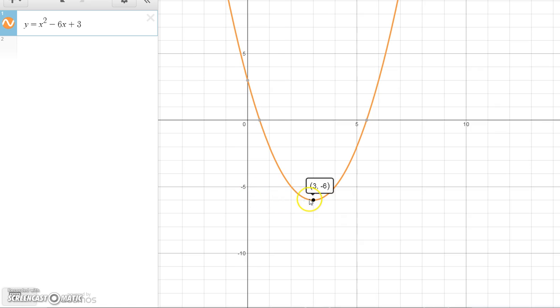So here's the graph of that parabola. Notice that the lowest y value is negative 6. And then, of course, if you go up, up, up, you can hit every y value above that. So therefore, negative 6 is the lowest y value, and you can get every y value that's above negative 6.